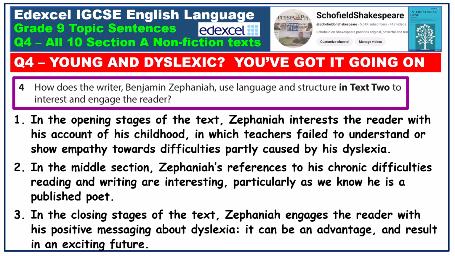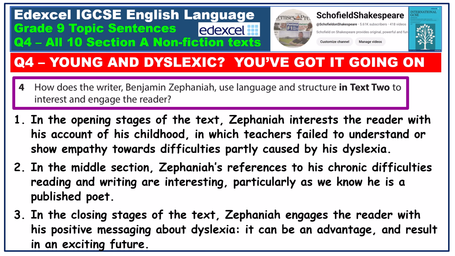Note the second topic sentence, in which I explain why an aspect of the text is interesting. In general, an anonymous individual having chronic difficulties with reading and writing isn't particularly interesting, just rather depressing. However, a published poet having these difficulties is a different matter.